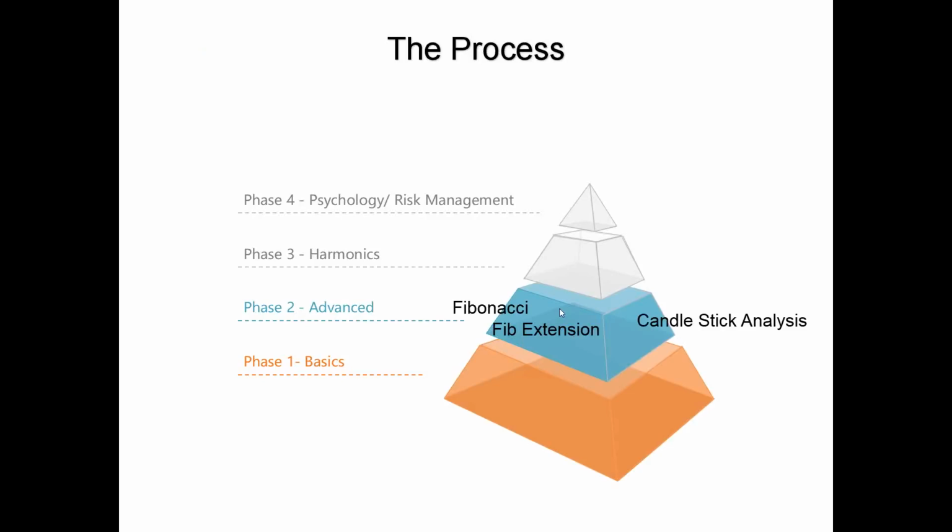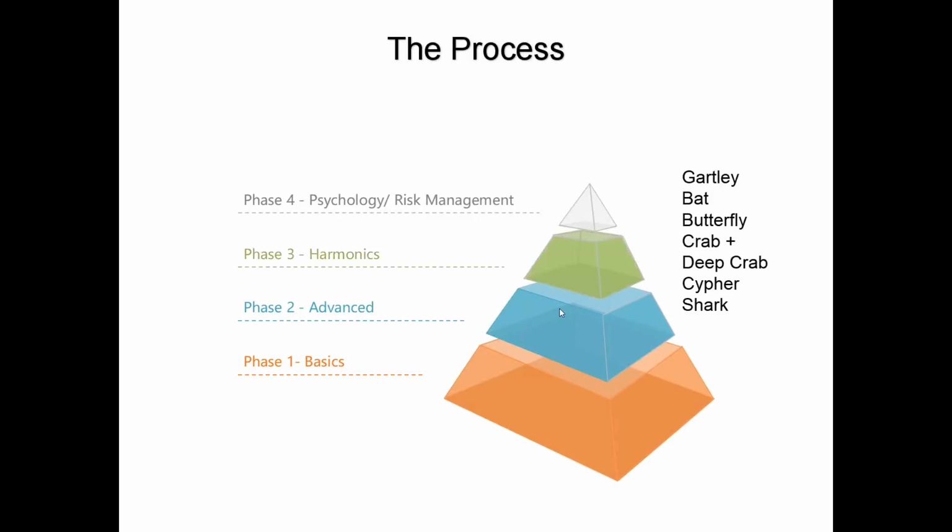And then step three is going to be the advanced stuff. That's going to be the harmonics. That's going to be the Gartley pattern, the bat pattern, the butterfly, the crab, the deep crab, the cipher, and the shark. You can write them down. Write them down because you need to study each one separately to recognize when they're happening. Because the market is random, it's not going to throw you the same pattern over and over again. So you need to understand each one and how to spot them. Write that down. I'll give you guys a second.